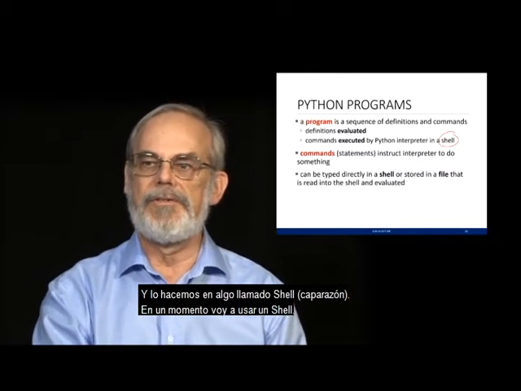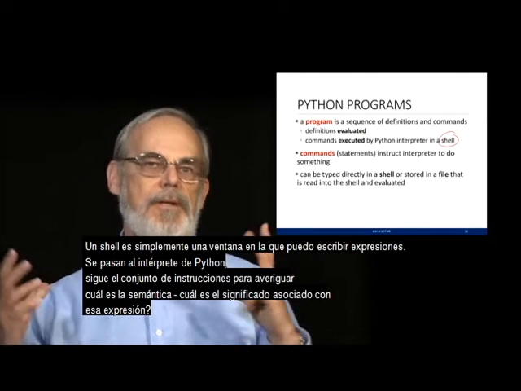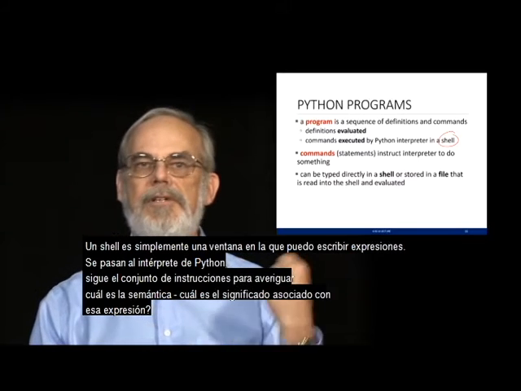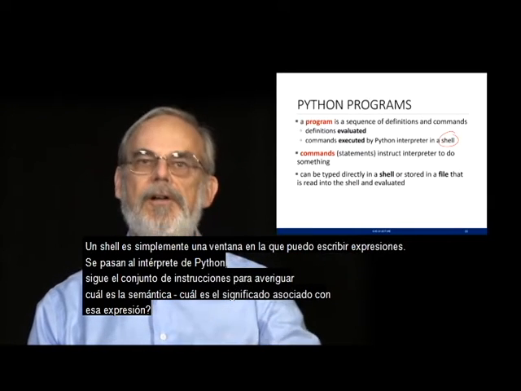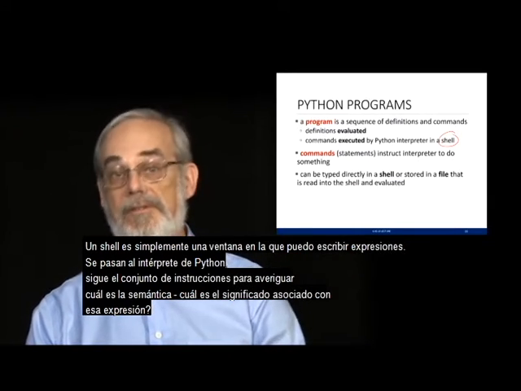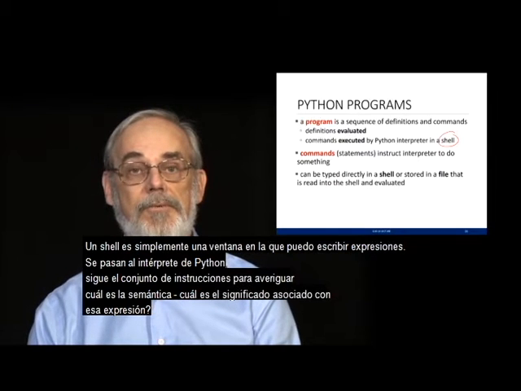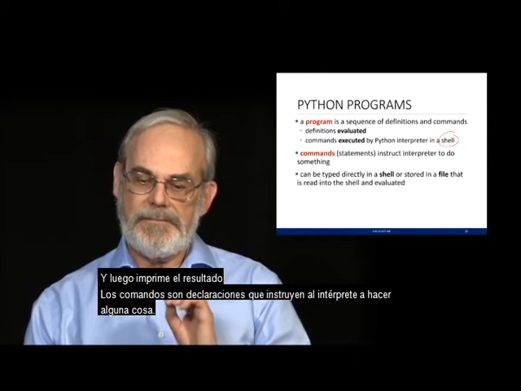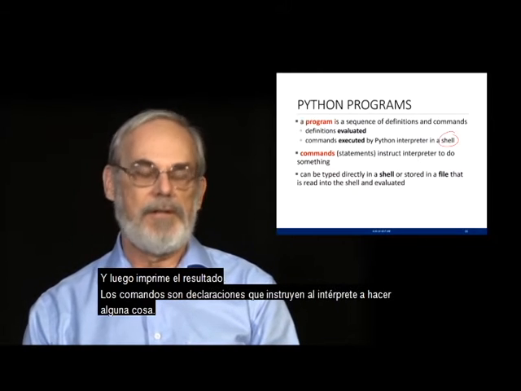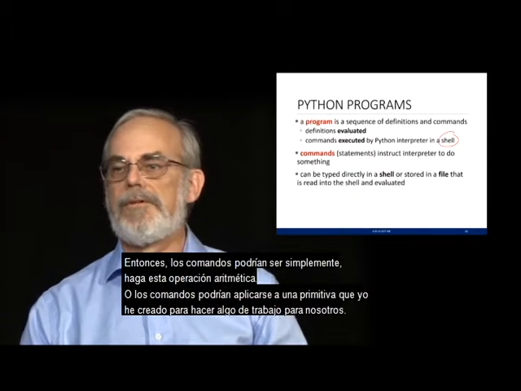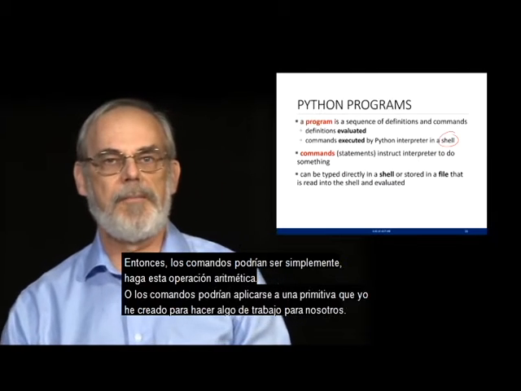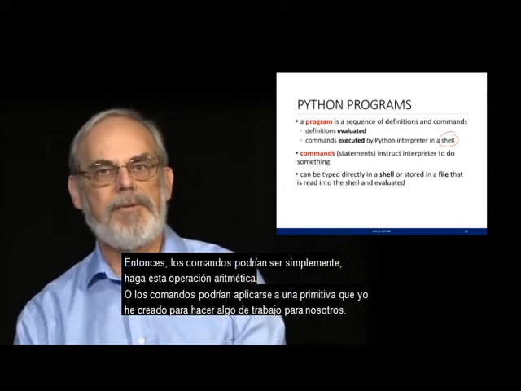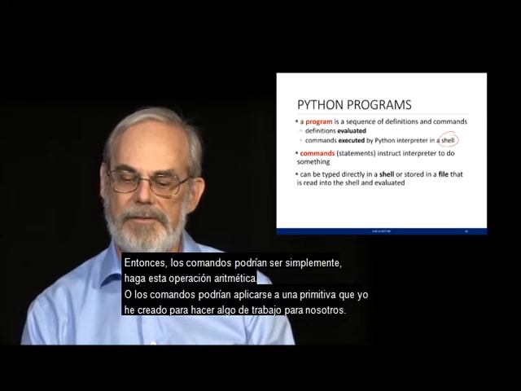And in a moment, I'm going to use a shell. A shell is simply a window into which I can type expressions. They get passed into the Python interpreter. It follows a set of instructions to figure out what's the semantics, what's the meaning associated with that expression, and then it prints out the result. Commands are statements that instruct the interpreter to do something. So the commands could be simply do this arithmetic operation, or commands could be apply a primitive that I created to do some work for us.